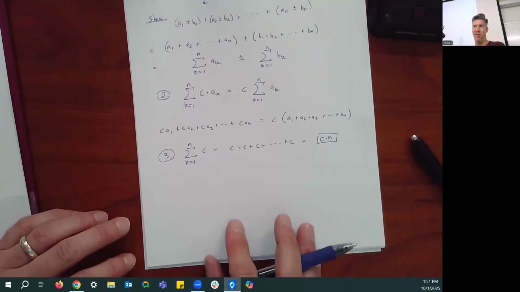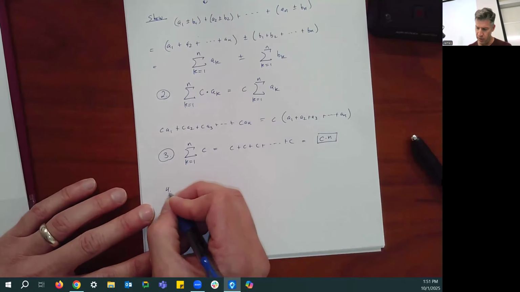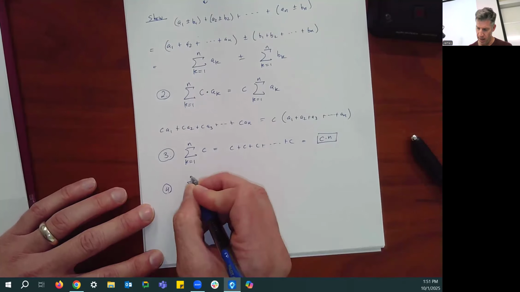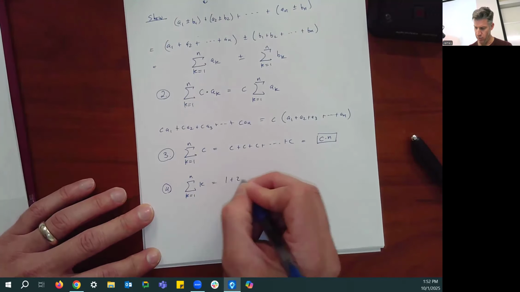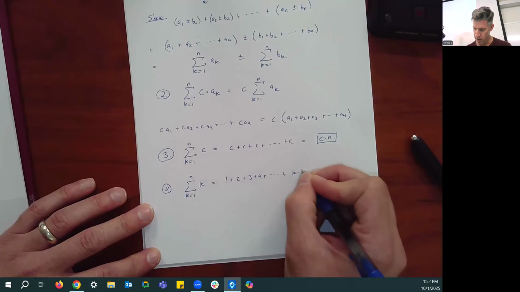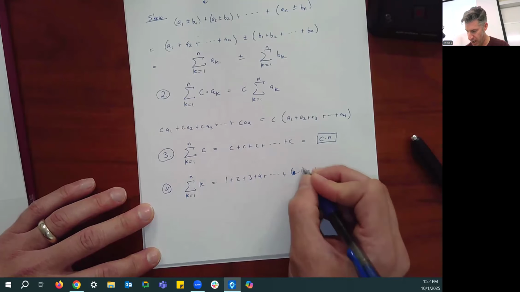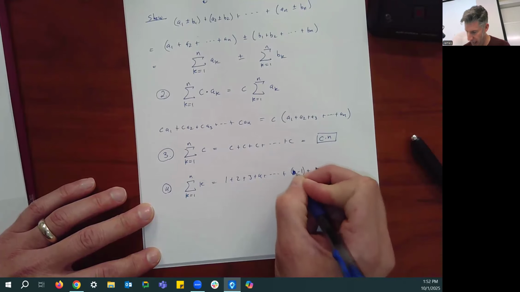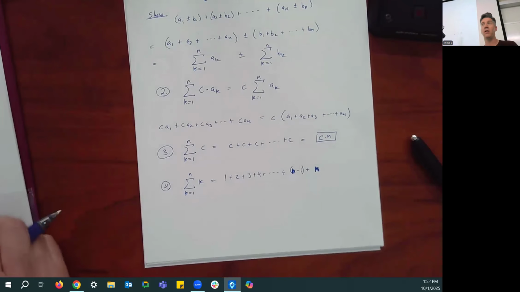But here is a more interesting formula. The sum from k equals 1 to n of k, which is 1 plus 2 plus 3 plus 4 plus all the way to n minus 1 plus n. We're ending at n, not at k. K is the thing that's changing every time. Okay, there's a formula for this.